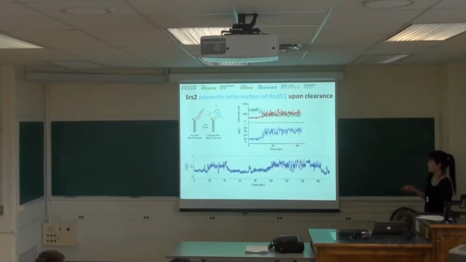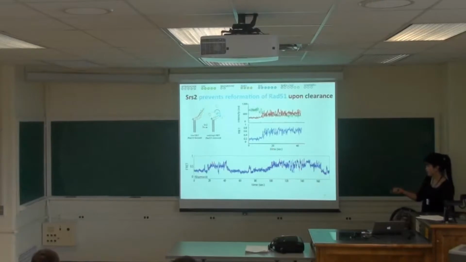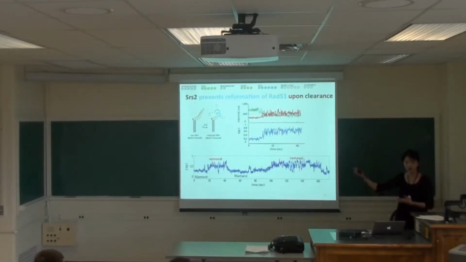But what we see in a lot of traces is like this. There is a filament formation followed by clearance, removal, then reformation of the filament, and removal again. So this process occurs over and over again.